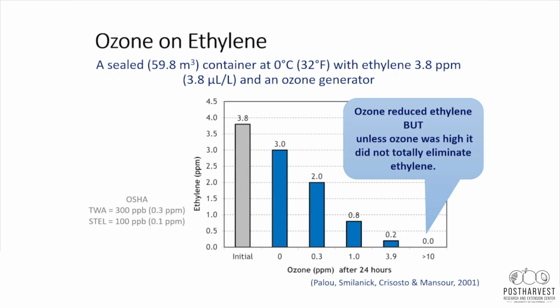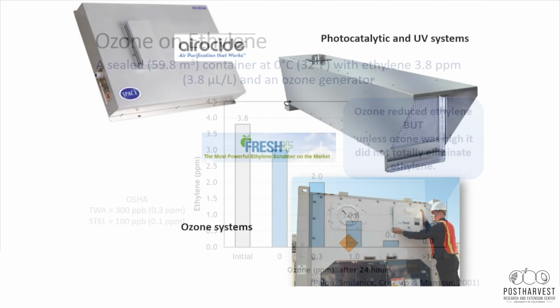Another example here, we have a sealed container of about 60 square meters at 0 degrees Celsius temperature with 3.8 ppm of ethylene and an ozone generator in the room. You see here how ozone reduces the ethylene, but unless ozone was really high, more than 10 ppm, that's when it only eliminates ethylene in the room. If you have lower amounts of ozone, you get much less of an effect.